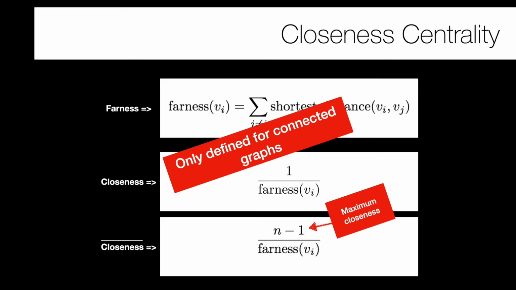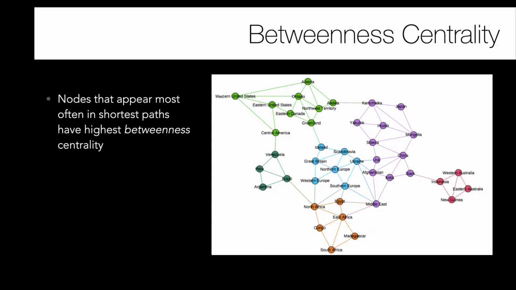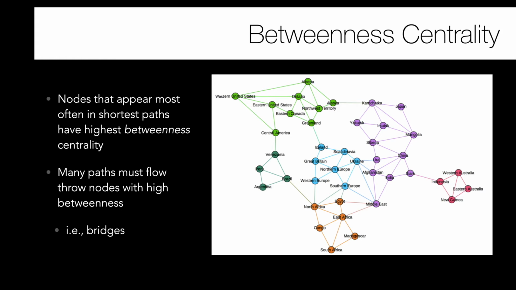The third type of centrality we'll talk about is betweenness centrality, where nodes that appear most often in shortest paths have the highest betweenness centrality. So we talk about betweenness centrality generally as a kind of bridge, where many paths must flow through nodes with high betweenness, or rather many shortest paths. So these nodes generally act like, like I said, bridges between two communities or multiple communities. So in our risk map, we have North Africa as having very high betweenness centrality, because it connects most of the Americas to most of Africa and Europe, because there's this one node from Brazil to North Africa.